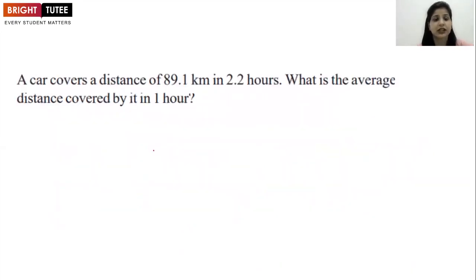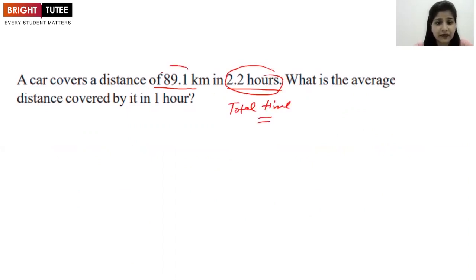Next question. There is a car that is covering a distance of 89.1 kilometers in 2.2 hours. This is the total time. In this time, it is covering 89.1 kilometers. This is the distance. What is the average distance covered by it in 1 hour? In 1 hour, we have to calculate the distance.